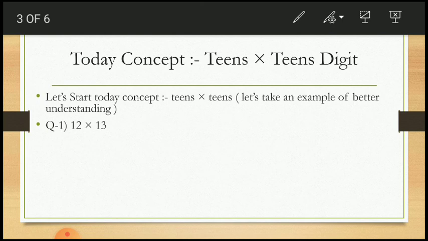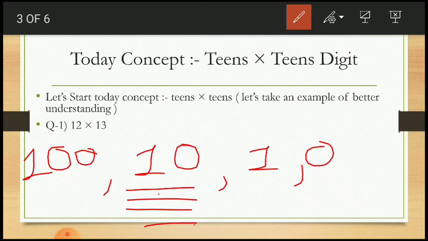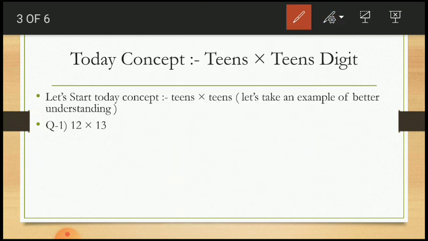Here we write places like ones, tens, hundreds, and so on. Here we are talking about two-digit numbers. First we have to write it directly, not by the separation method. So we write 12 into 13 in big digits.